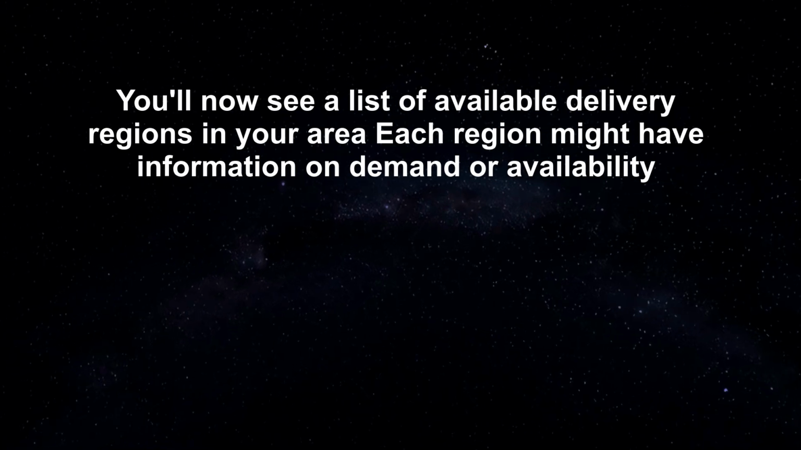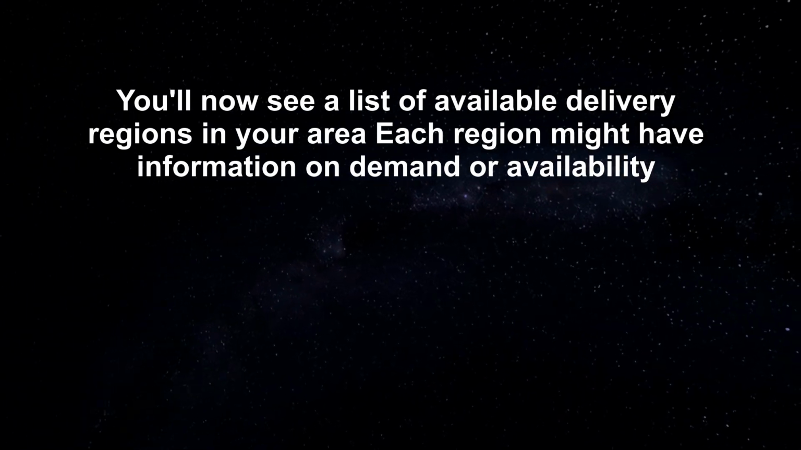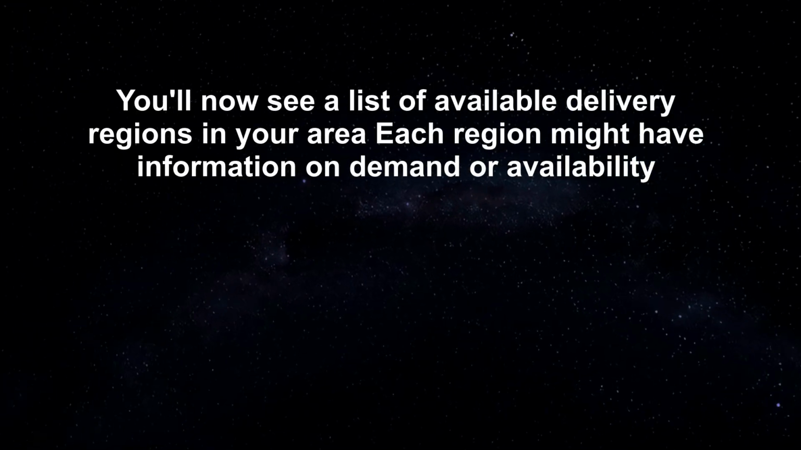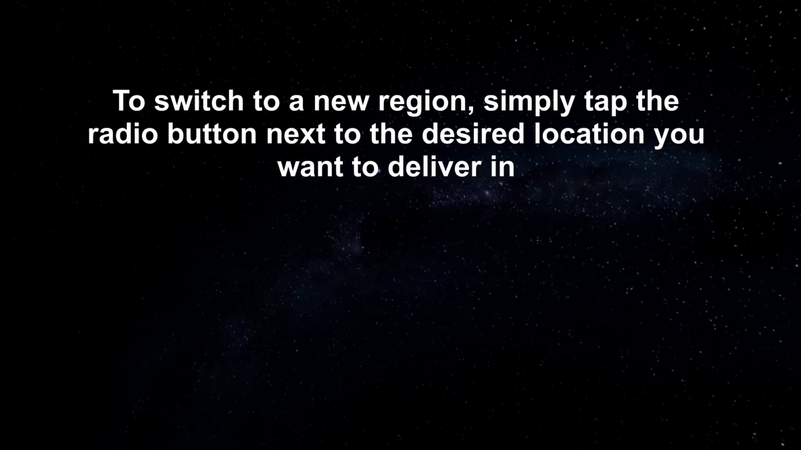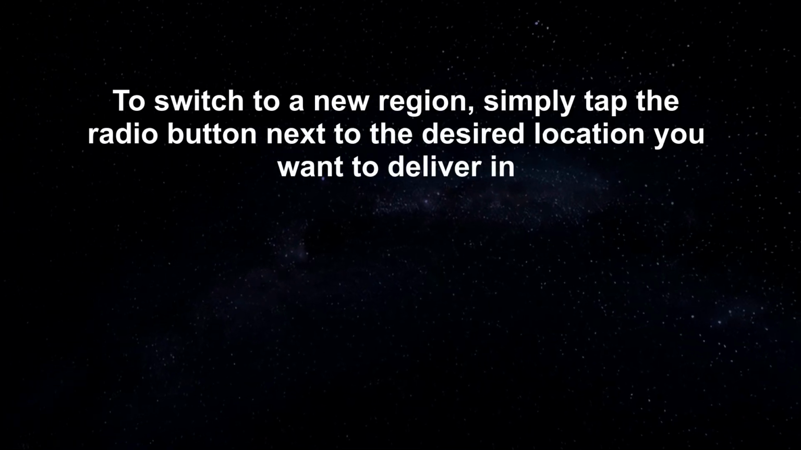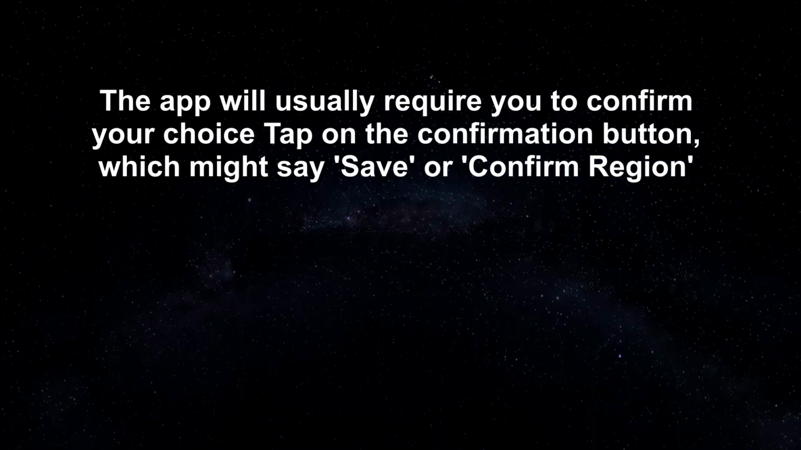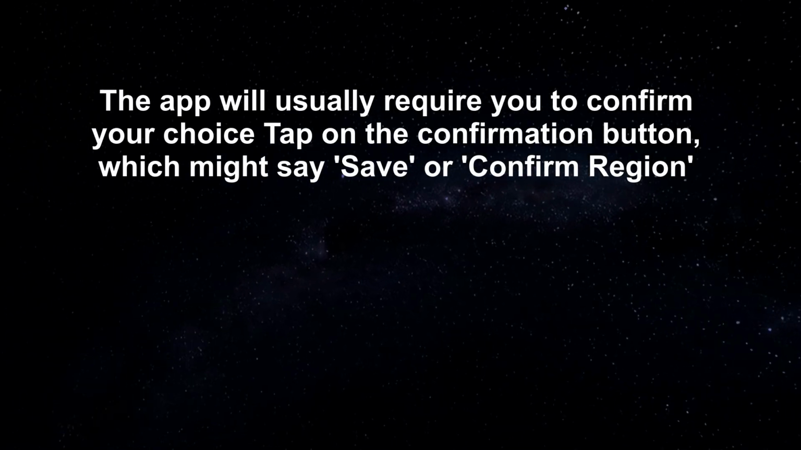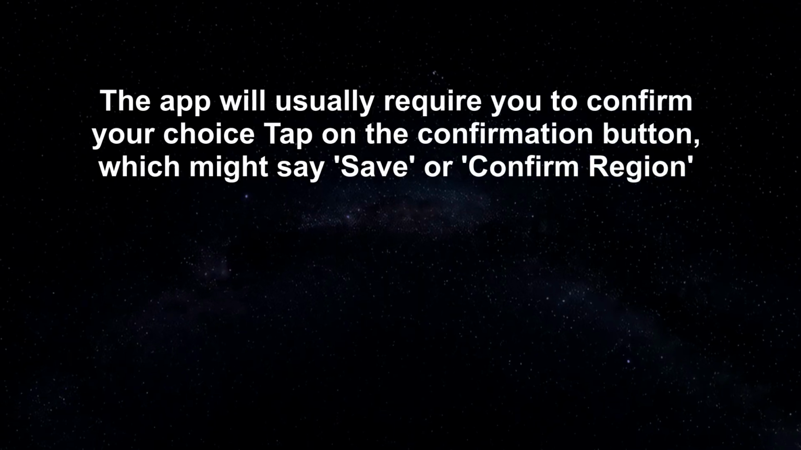You'll now see a list of available delivery regions in your area. Each region might have information on demand or availability. To switch to a new region, simply tap the radio button next to the desired location you want to deliver in. The app will usually require you to confirm your choice. Tap on the confirmation button, which might say save or confirm region.